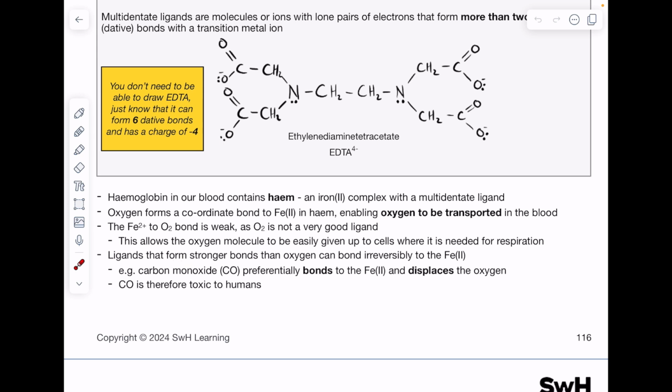Ligands that form stronger bonds than oxygen bond irreversibly to iron 2, and this is actually the chemistry which explains why carbon monoxide here is so toxic. Because carbon monoxide is a ligand which forms a stronger bond to the iron, it binds preferentially to the iron 2 displacing the oxygen, meaning that a person effectively suffocates if they're exposed to too much carbon monoxide.